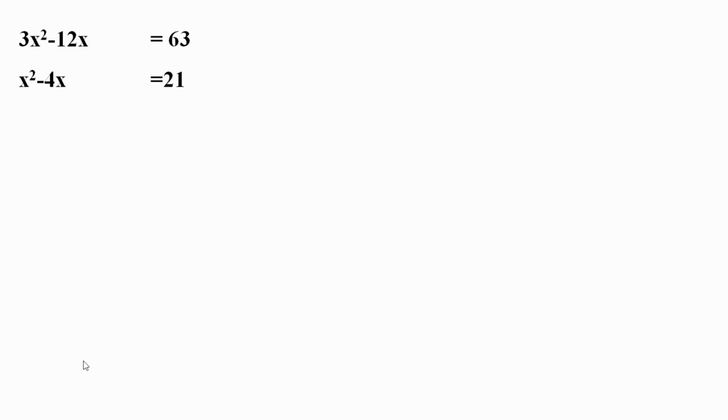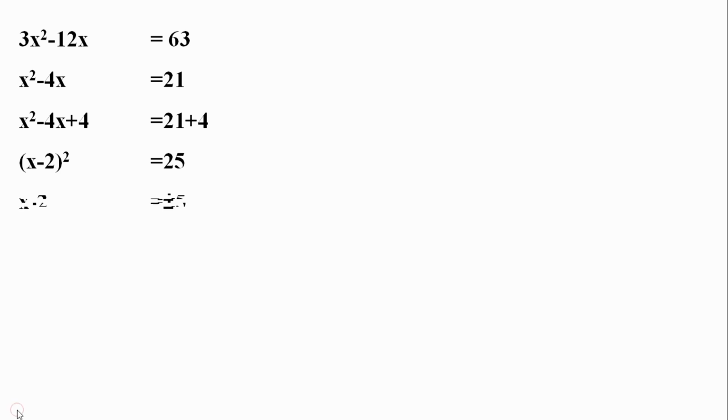Now let us use completing square method. Look at the coefficient of x, minus 4, half it, minus 2, square it, 4. Add 4 on both sides. So we get x square minus 4x plus 4 equal to 21 plus 4. Now the left side is a perfect square, that is x minus 2 all square, and on the right side it is 25. Let us take square root on both sides.